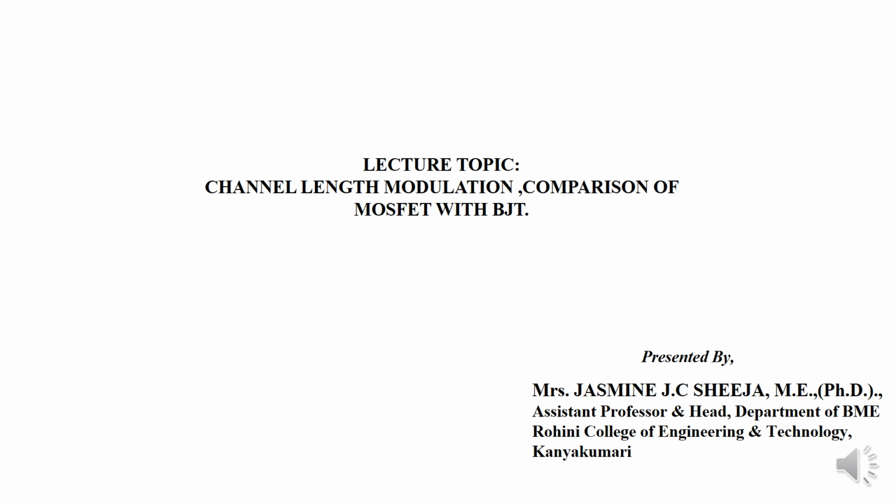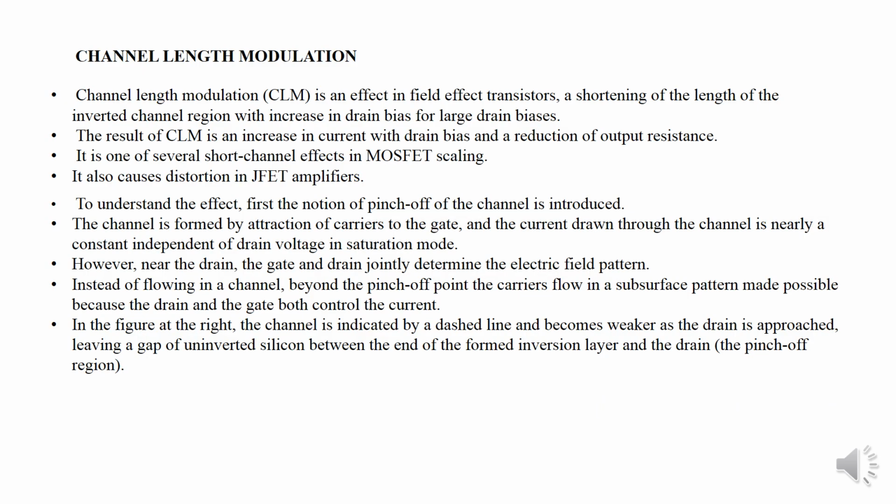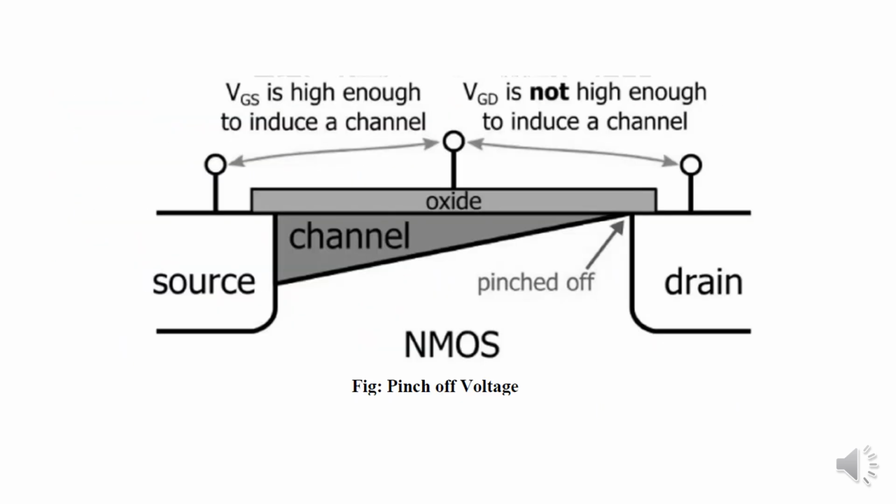Now we can see about channel length modulation, a comparison of MOSFET and BJT channel length modulation. Channel length modulation is an effect in field effect transistors, a shortening of the length of the inverted channel region with increase in drain bias. For larger drain bias, the result of channel length modulation is an increase in current with drain bias and a reduction of output resistance.